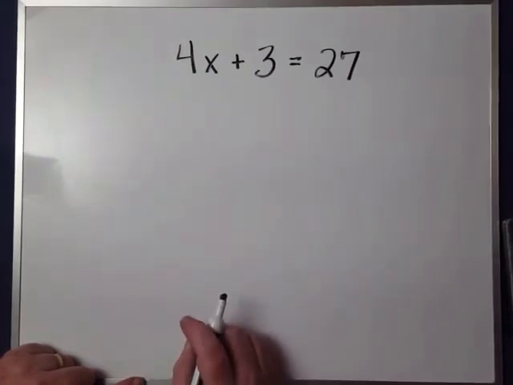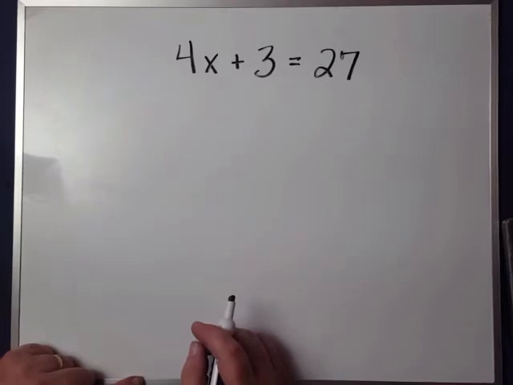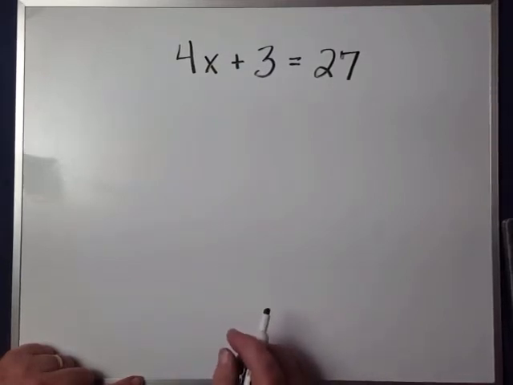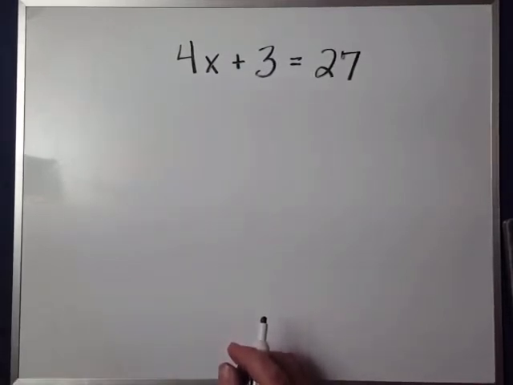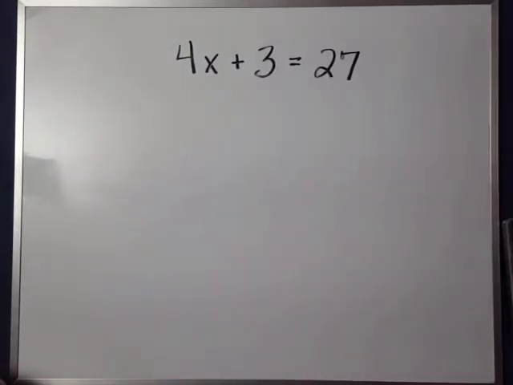Simplify both sides. Well, both sides are simplified. There are no grouping symbols. There are no like terms to combine. Both sides are already simplified. All right. Get the variable on one side. Well, the variable exists only on the left-hand side. So we're ready to start getting the variable by itself.